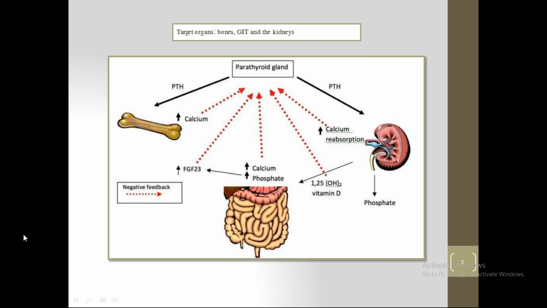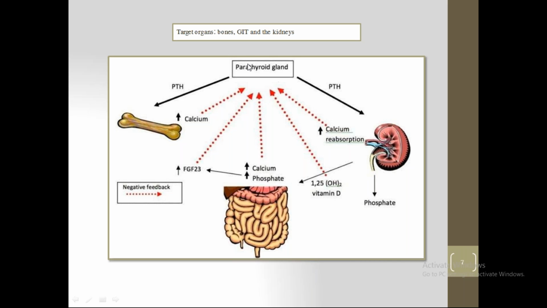Okay, these are the target organs that you see. They are bones, intestine, and the kidney. Okay, now coming to the action, always remember parathyroid hormone will increase the level of calcium in the serum. So to increase the level of calcium in the serum, what does it do? It acts first on the bone. It causes increased bone resorption, which indirectly increases the calcium.